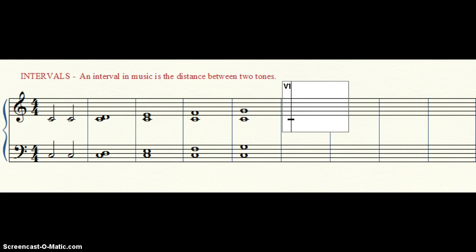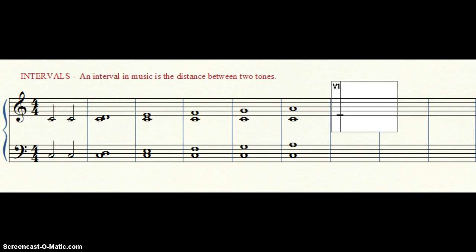Now we're going to look at the interval of a sixth. C is 1, 2, 3, 4, 5, 6. C to A is a sixth. And in bass clef, C is 1, 2, 3, 4, 5, 6. C to A is a sixth.